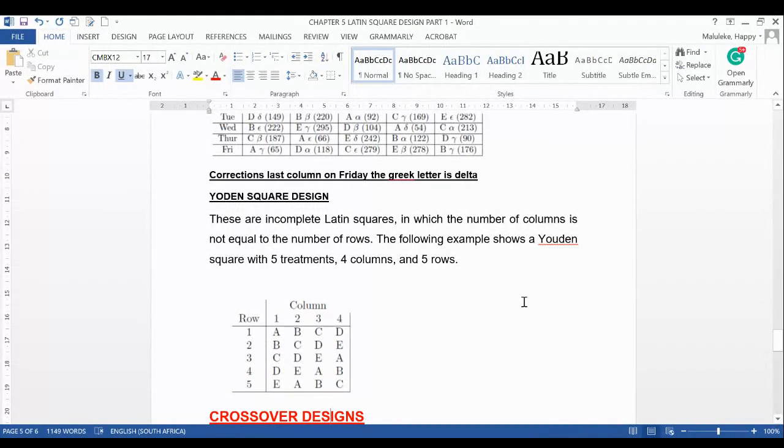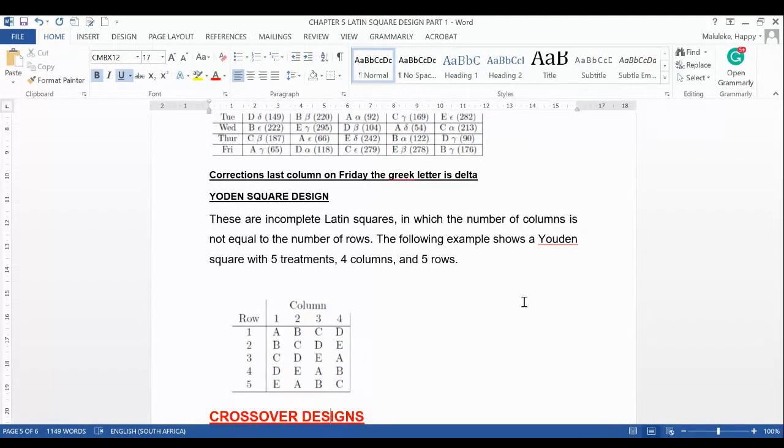this one now, I won't ask you to do any calculations. The Jordan square design, don't expect any calculations. What you have to know is the definition. How does Greco-Latin square design differ from this one? This one is the easiest. We call it Jordan square design. We call it an incomplete Latin square, where the number of rows is not equal to the number of columns.